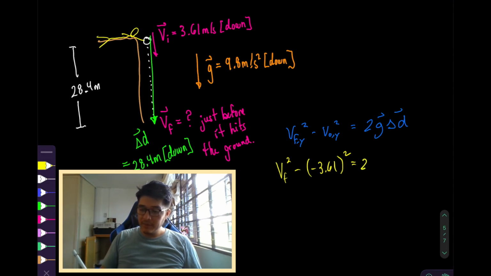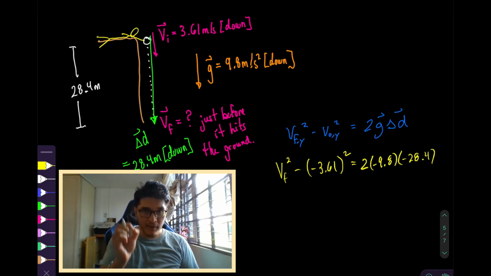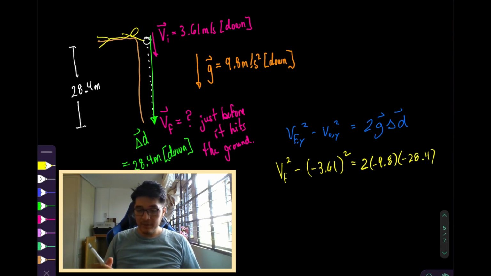G points down, so you have to put negative 9.8. And delta D points down, so you have to put negative 28.4. Now you should try to not put the negative, and you're going to see you're not going to get the right answer. So that simple little negative sign makes a big difference. So we want to isolate for final velocity, so bring the other term to the other side.